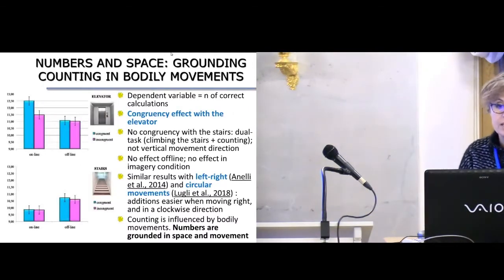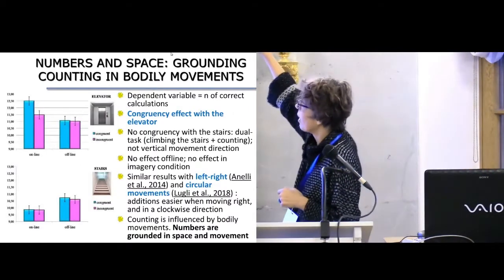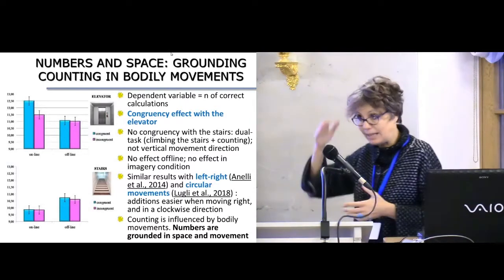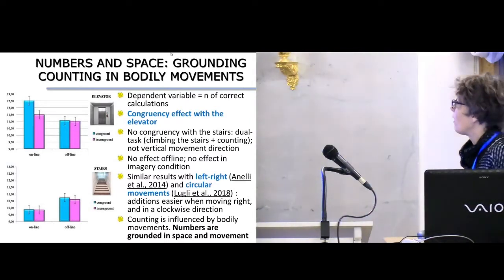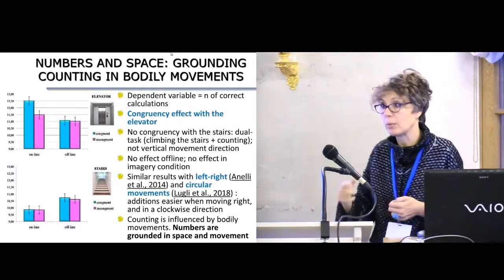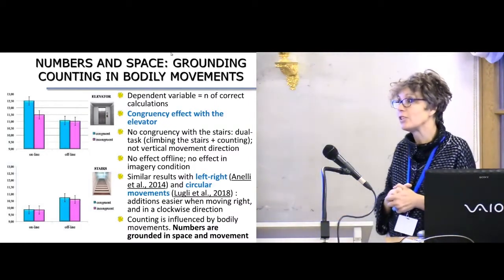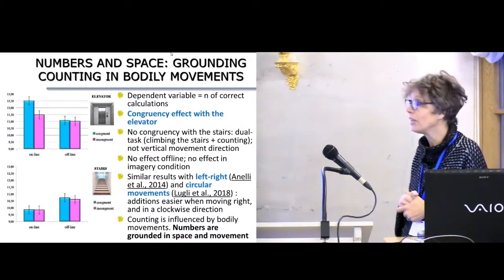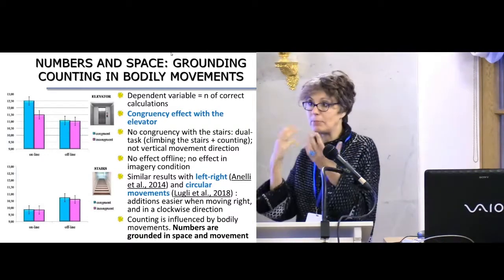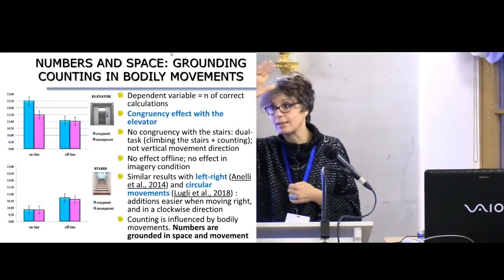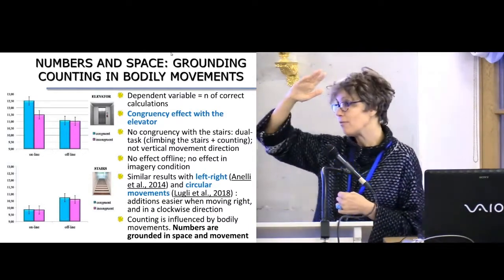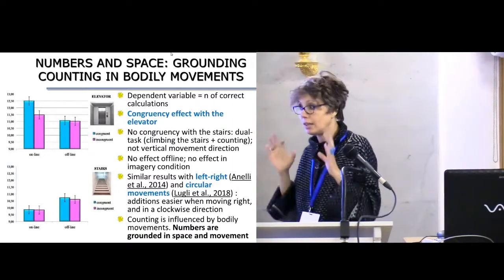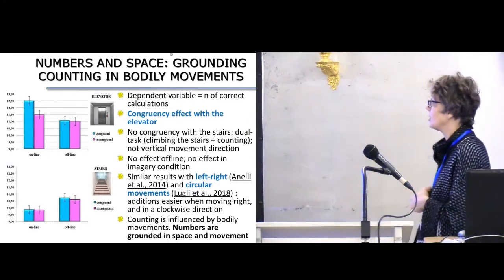What we found, so the dependent variable is the number of correct calculations they made. They had to make addition or subtraction. We found a congruency effect when they were brought with an elevator, so an advantage of addition when they were brought up, and of subtractions when they went down. We didn't find the effect with the stairs, probably because of the double task, or because the stairs do not imply a real vertical movement. We didn't find an effect online, and in an imagery condition, the effect was present only when they went up and down the elevator.